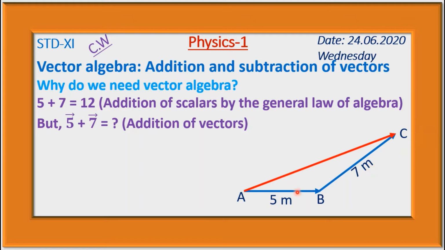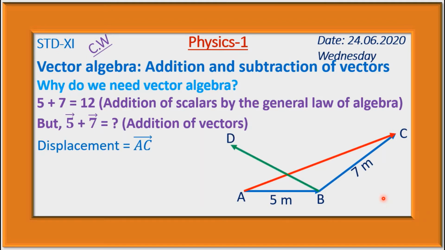That is, in this case, at first A to B 5 meters and B to C 7 meters. Here the total distance is 5 plus 7. We know distance is a scalar quantity. Here 5 meters plus 7 meters is equal to 12 meters. But what is the displacement here? Displacement A to C. Displacement is equal to AC.